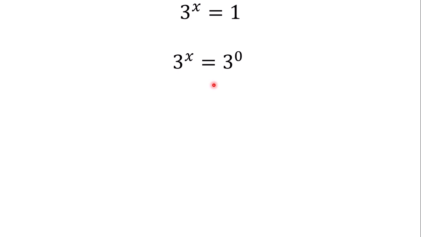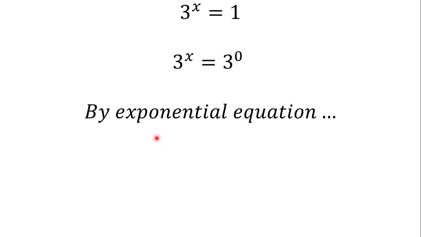Good. Now you could see that 3 raised to the power x is now equal to 3 raised to the power 0. The base here and this base are also the same. Since the bases are the same, the powers too are the same. That is from exponential equation. So by exponential equation, x is equal to 0.